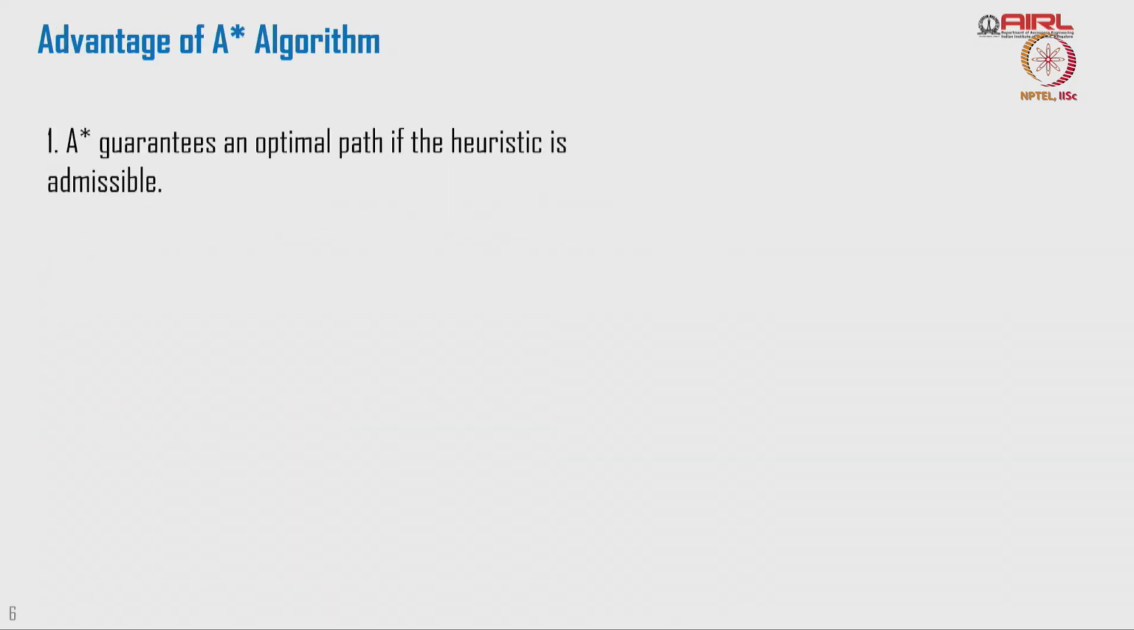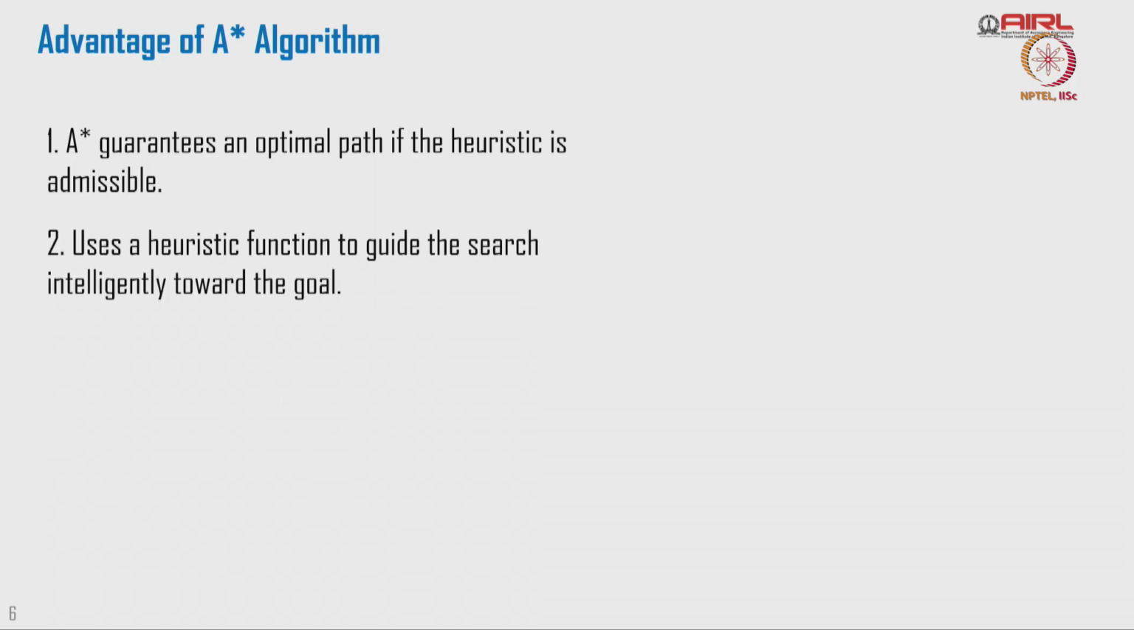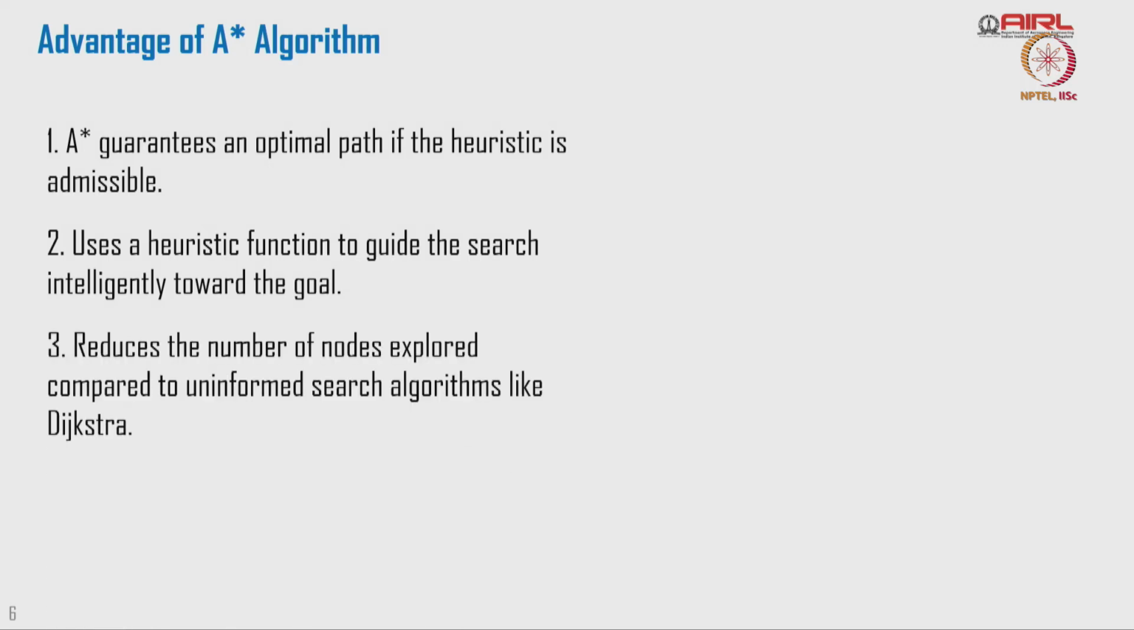Fine. So, what is the advantage of A star? It guarantees optimality if the heuristics are designed in a proper way. Then it uses the heuristic function to guide the search intelligently towards the goal. So, only the shortest path is not the objective here, we have one additional criterion. It reduces the number of nodes explored compared to the uniform search which was done in Dijkstra algorithm.